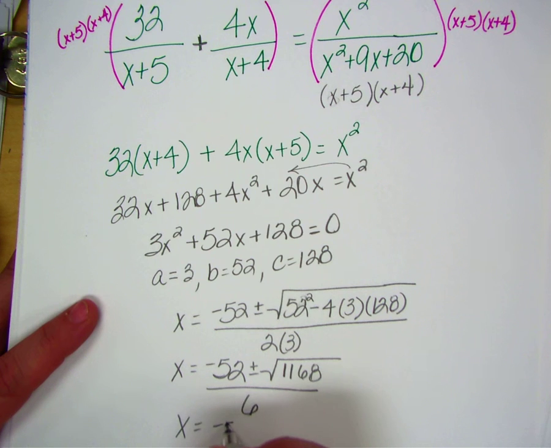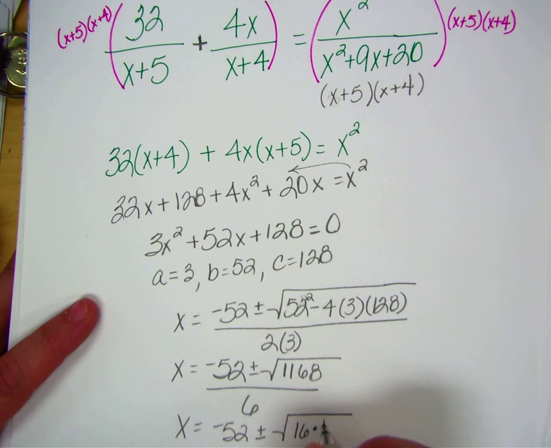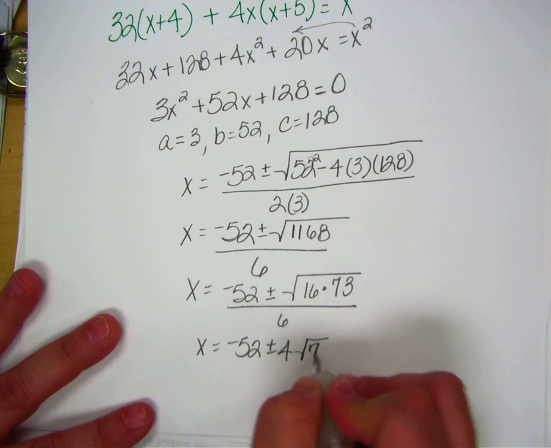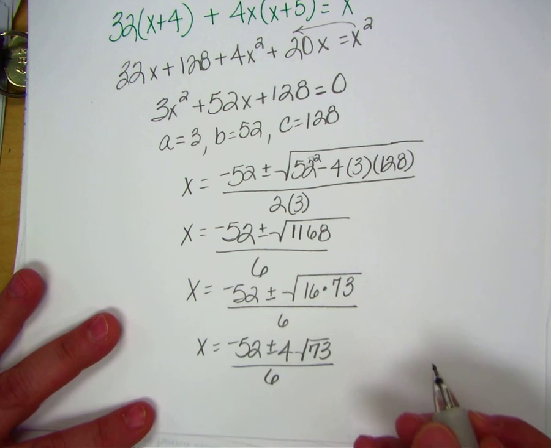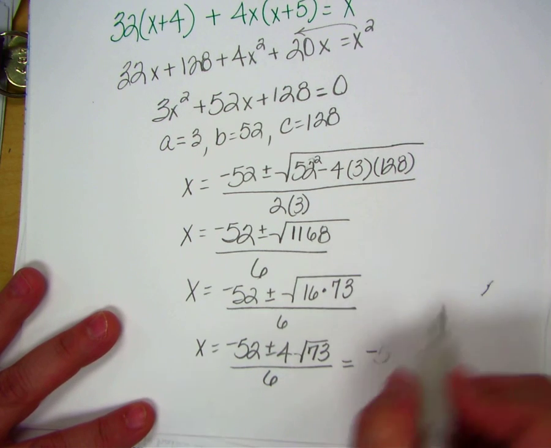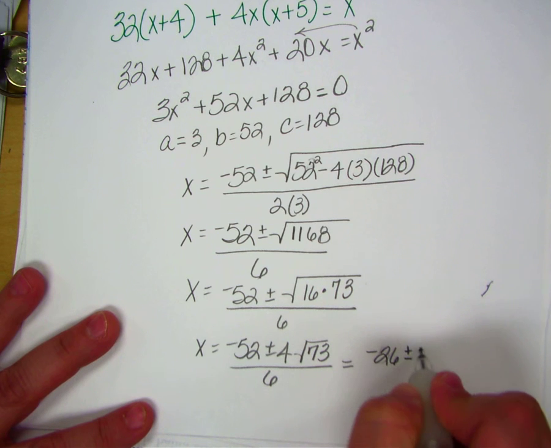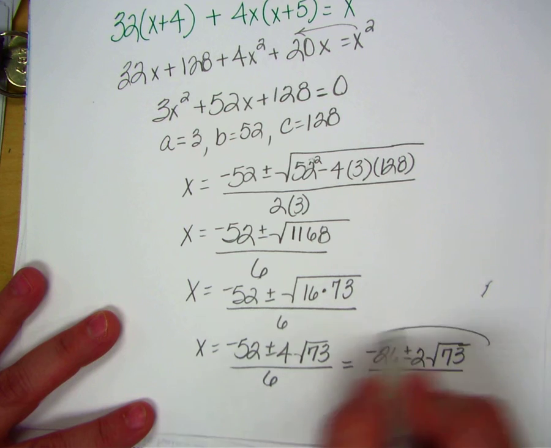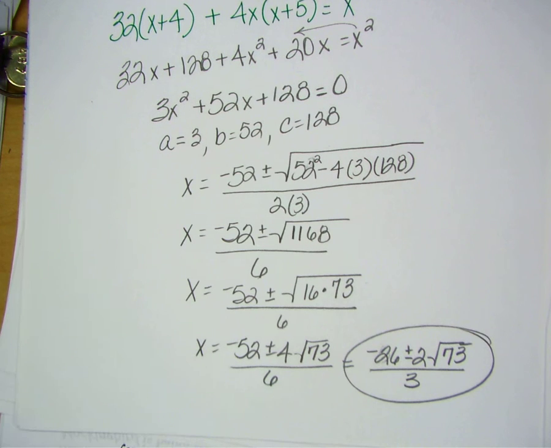x equals negative 52 plus or minus the square root of 16 times 73. So that's negative 52 plus or minus 4 on the square root of 73, divided by 6, and that'll reduce to negative 26 plus or minus 2 on the square root of 73, all over 3. x equals that. So no, it would not affect it.